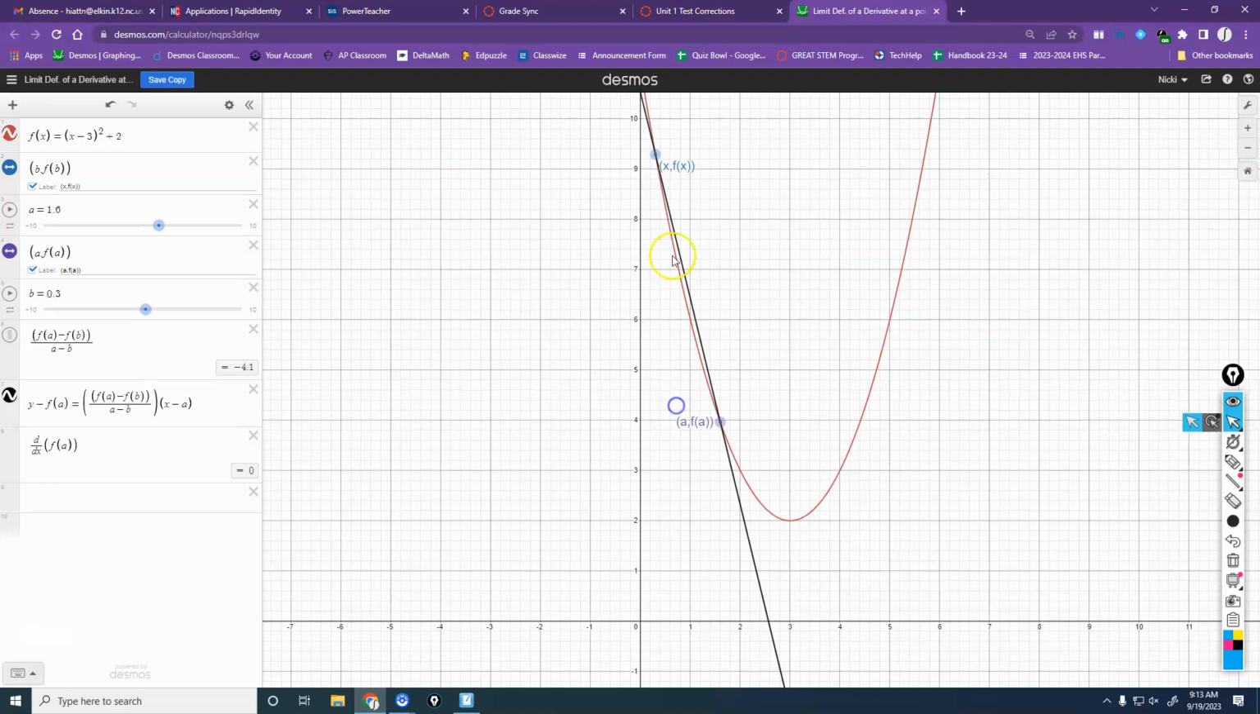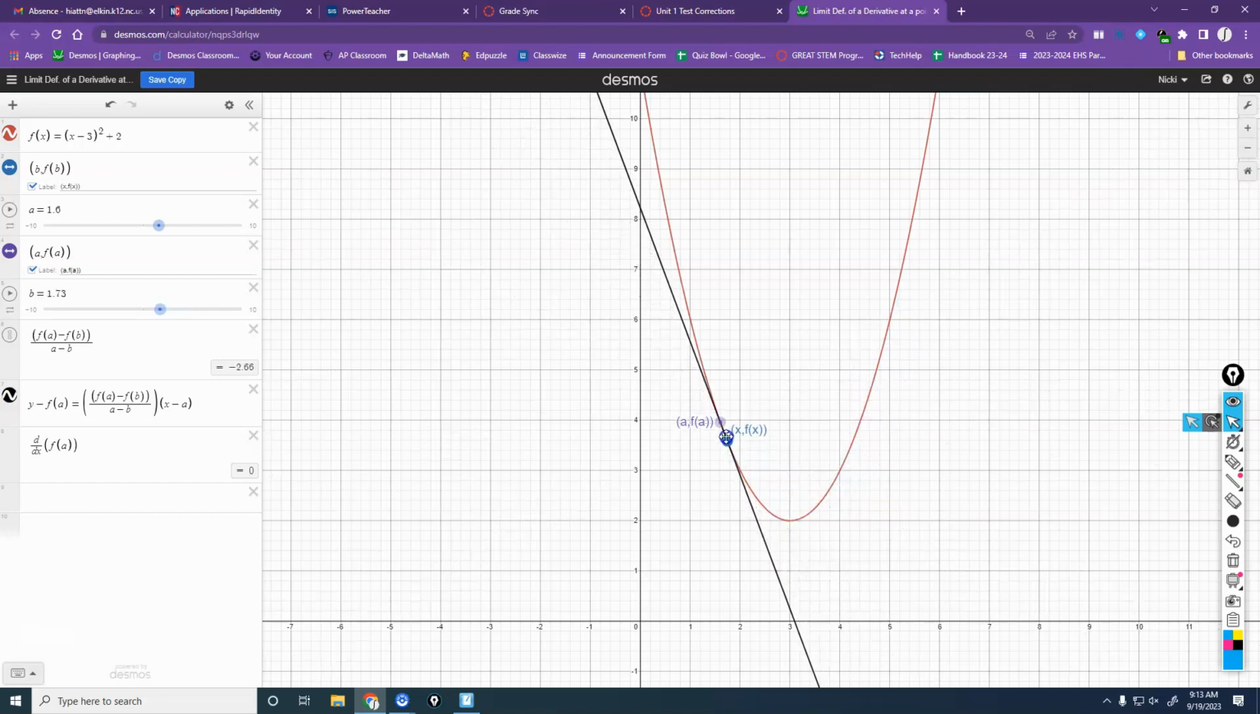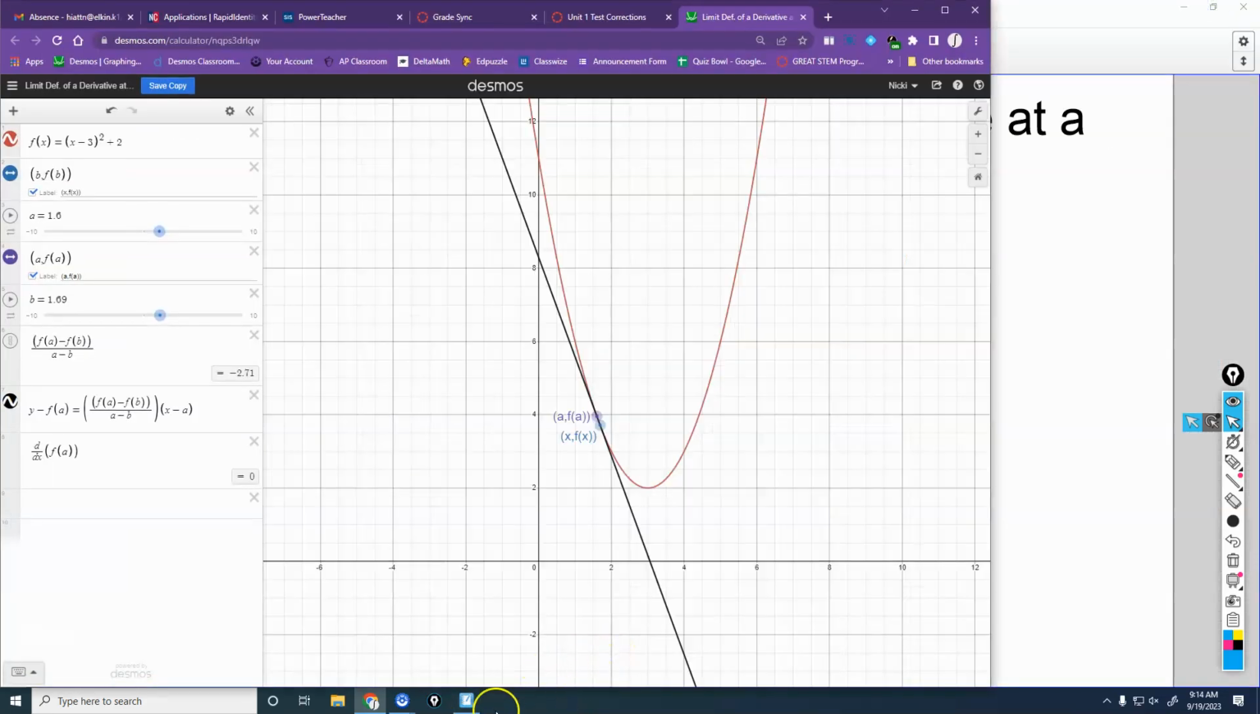If I take this x right here, as my x gets closer and closer to that point, my line gets closer and closer to being a perfect tangent line. It disappears whenever I get there because of the way that it's calculated over here. But if I get closer and closer, and I could approach from either side, as I approach that point, my line gets closer and closer to being a perfect tangent line. Okay? So, let me split screen this.